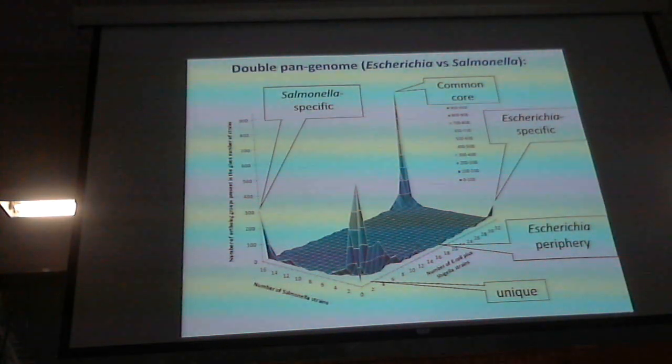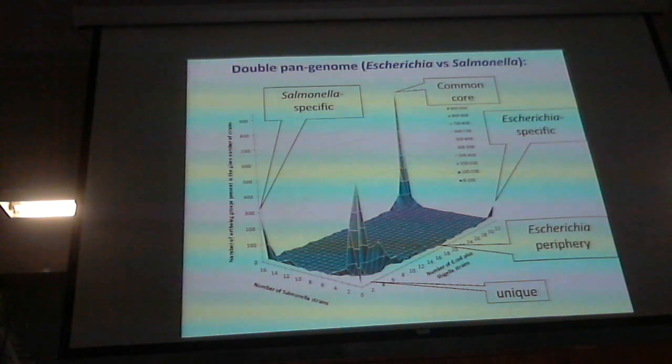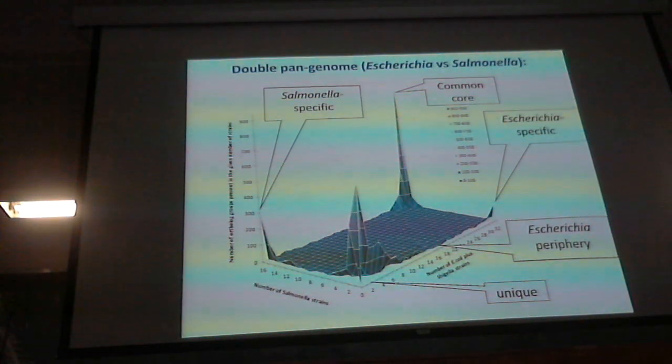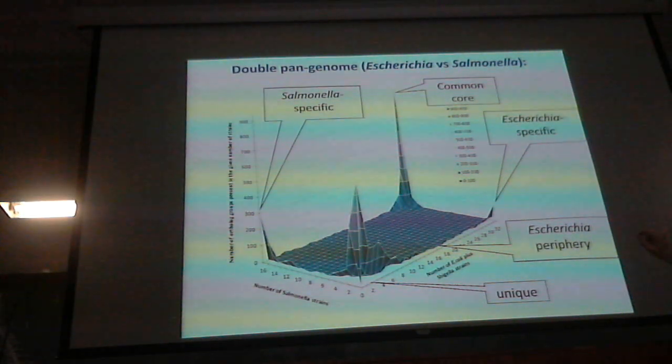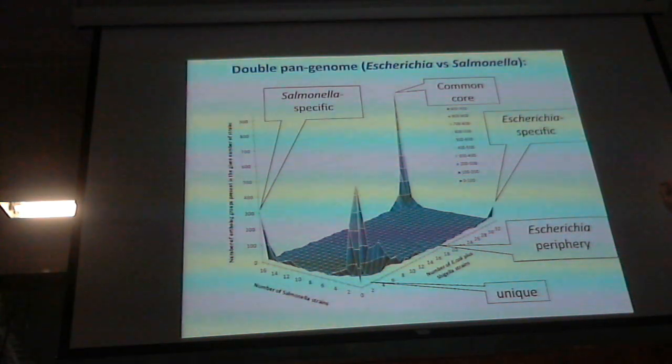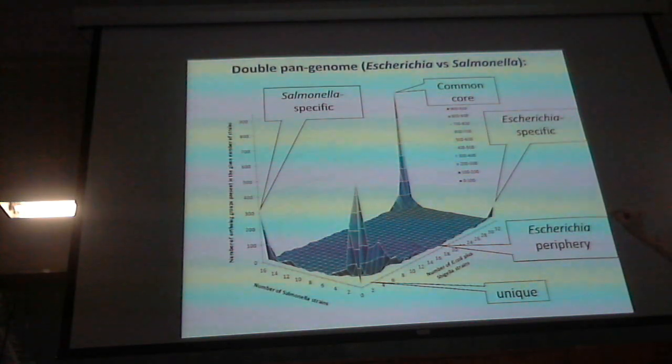We have Escherichia on one axis, Salmonella on the other axis, and again we plot the number of strains present exactly that number, the number of genes, sorry. The number of genes present in exactly that number of Escherichias and exactly that number of Salmonellas.